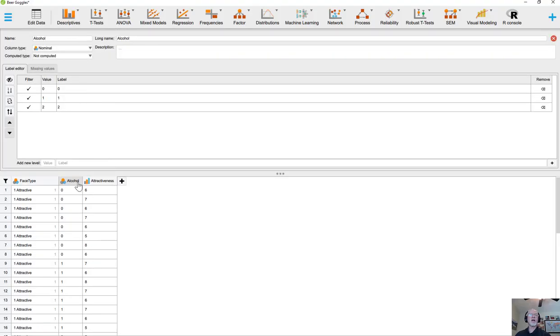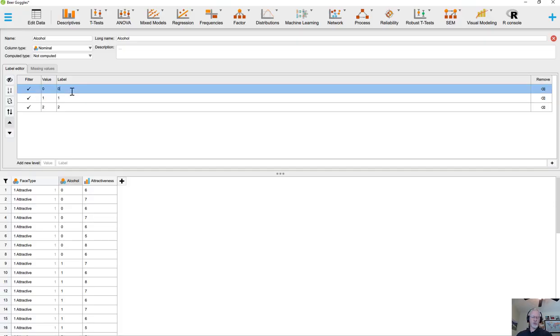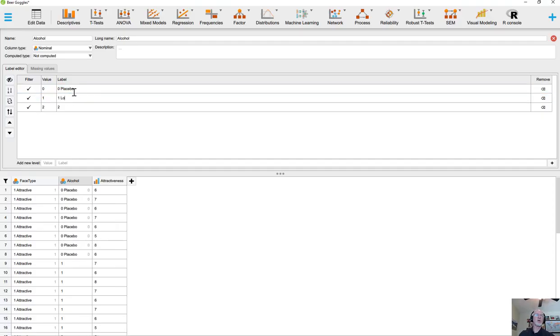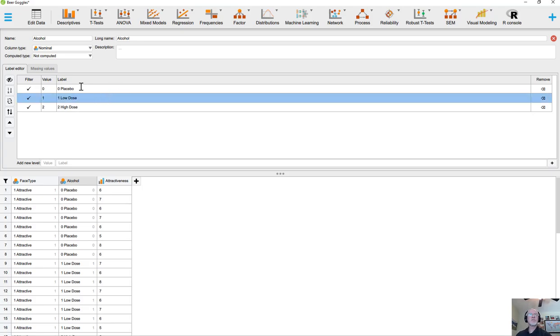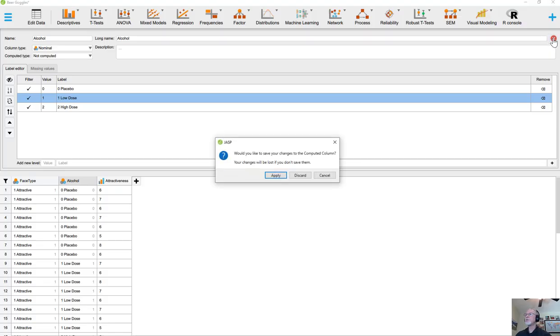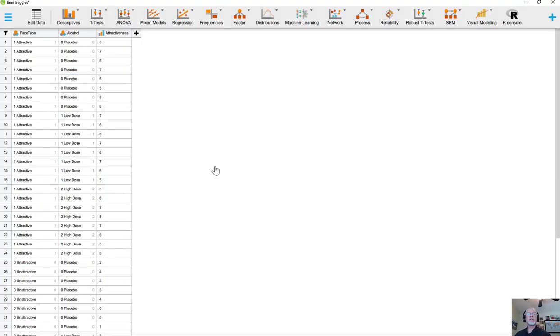Let's do the same thing for alcohol. Double left click on alcohol. For 0, we're going to put placebo. For 1, we're going to put low dose. For 2, we're going to put high dose. We're going to retain the numbers that were originally assigned. Click someplace else so that the changes take. Close the variable window by clicking on the red X in the right upper corner. Hit apply, and our data set is ready to go.